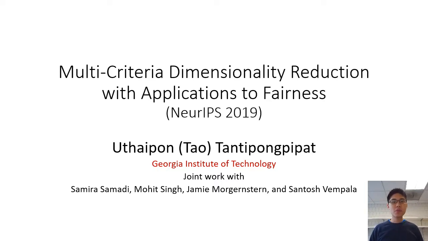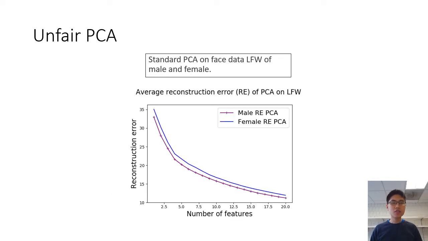I want to present a 3-minute video for the paper "Multi-Criteria Dimensionality Reduction with Applications to Fairness," accepted to NeurIPS 2019. Let's start first with the motivation.